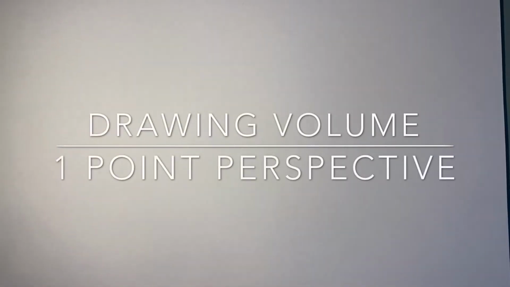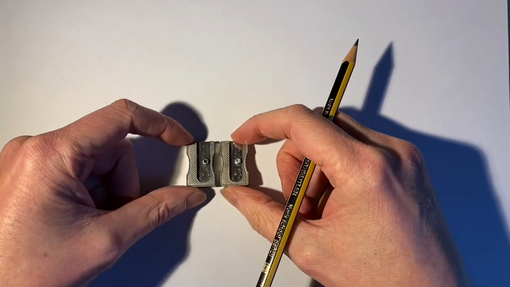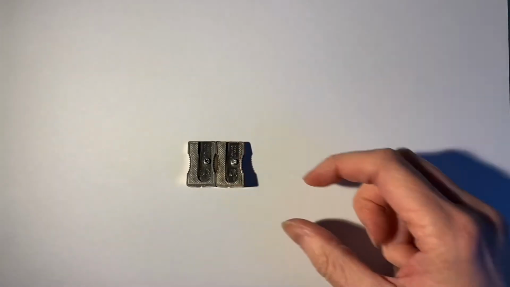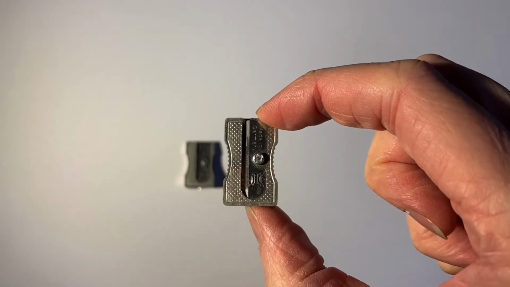So in our lesson on perspective, we're going to consider one point perspective initially. In the previous video, I demonstrated that things look smaller in the distance. I did this by showing two pencil sharpeners side by side. If I bring one closer to us, it appears to be bigger than the one in the distance.